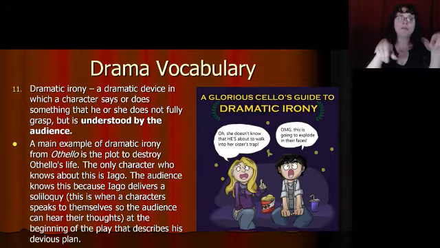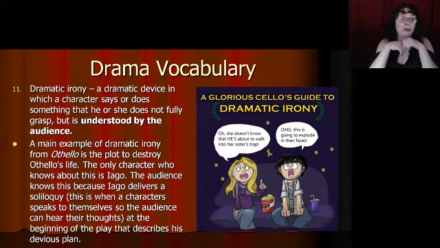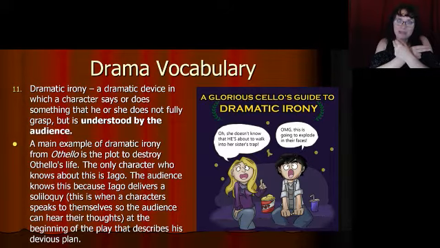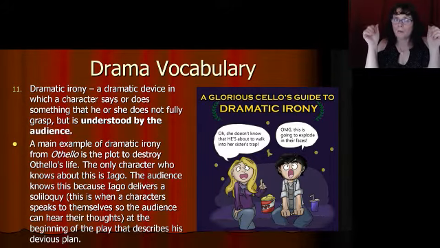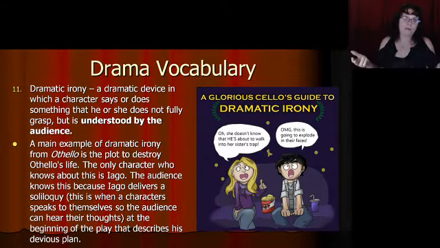The audience knows because Iago delivers the soliloquy I just read to you on the last slide. This is when the character speaks to themselves so that the audience can hear their thoughts. At the beginning of the play, that describes his devious plan. Iago lets the audience in on a little secret about his plans. We then become co-conspirators with him, even though we don't want to be.